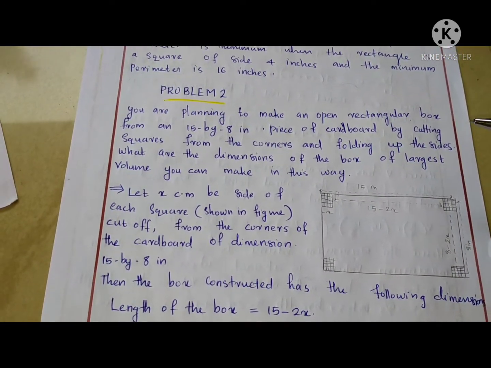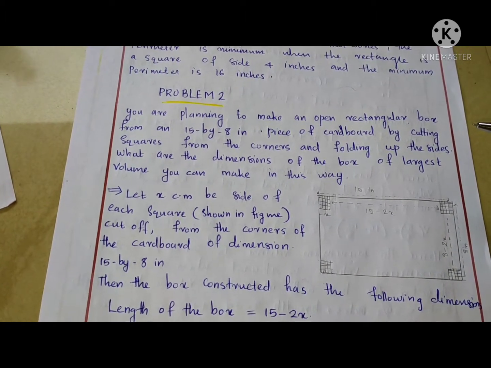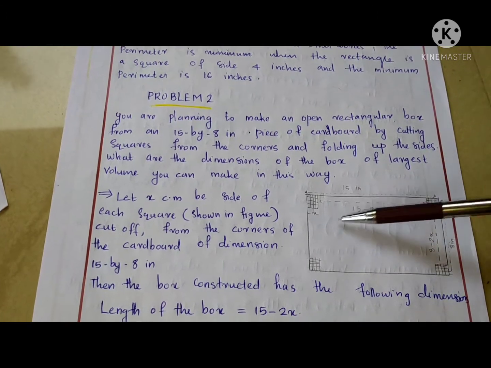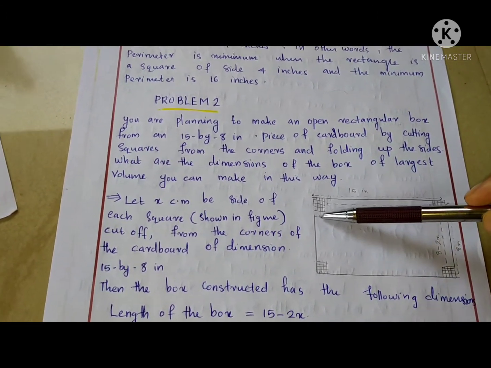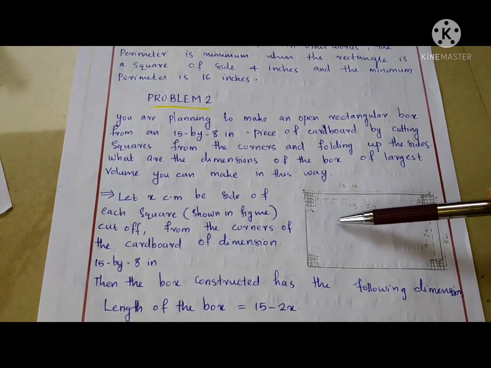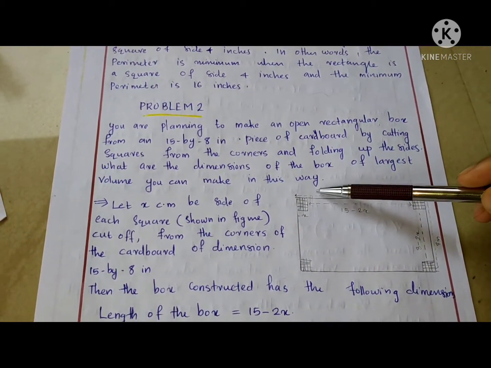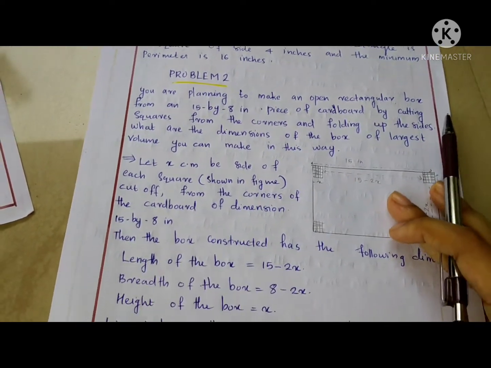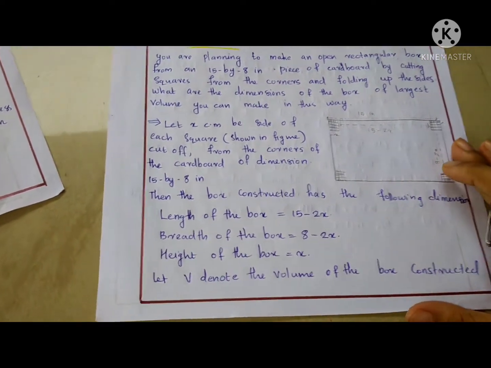You are planning to make an open rectangular box from a 15 by 18 piece of cardboard by cutting squares from the corners and folding up the sides. What are the dimensions of the box of largest volume you can make in this way? Okay, let's look at the answer.